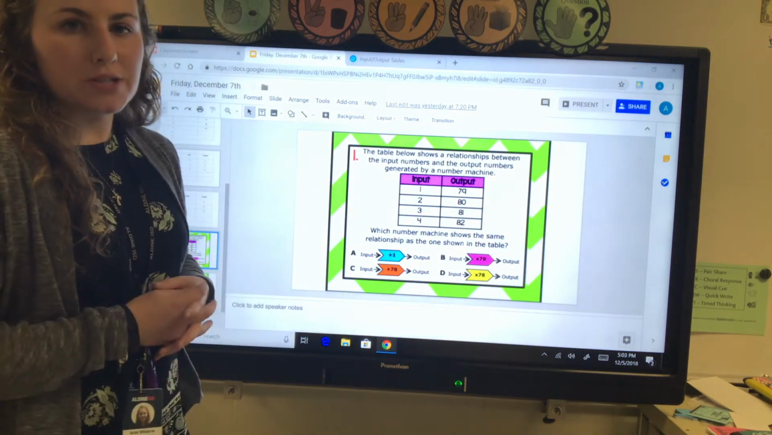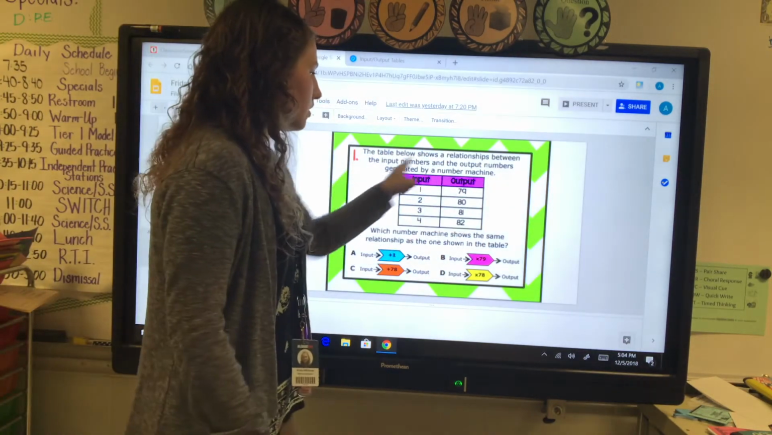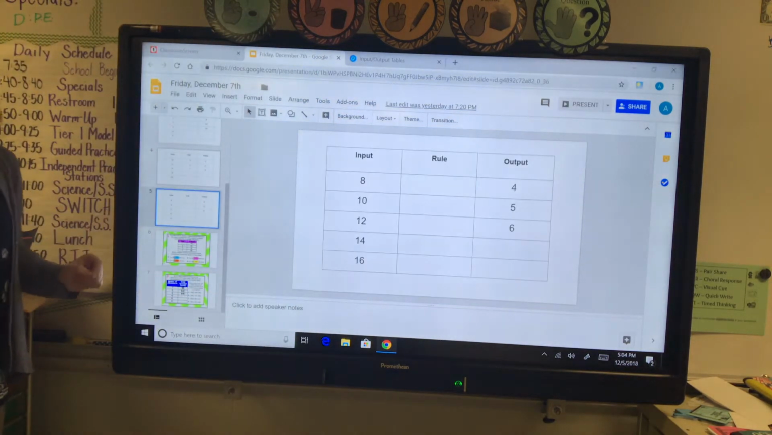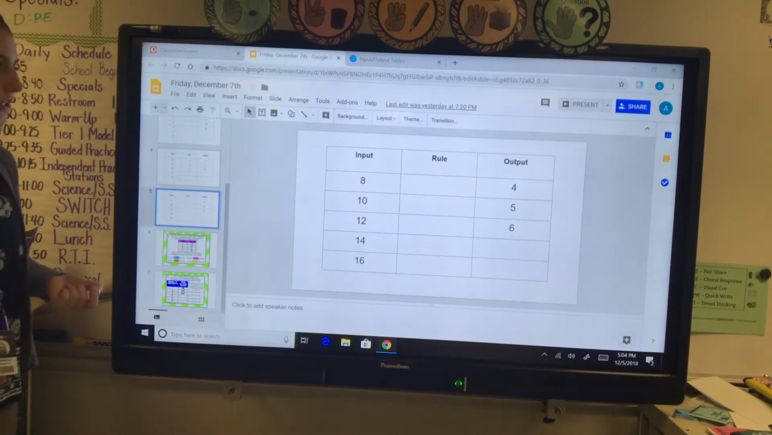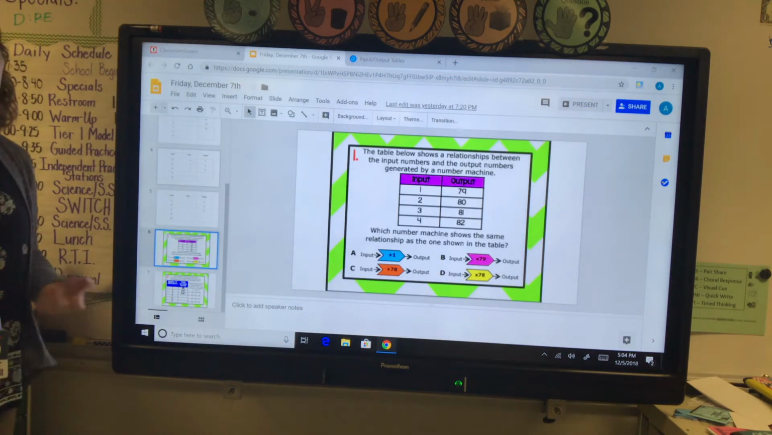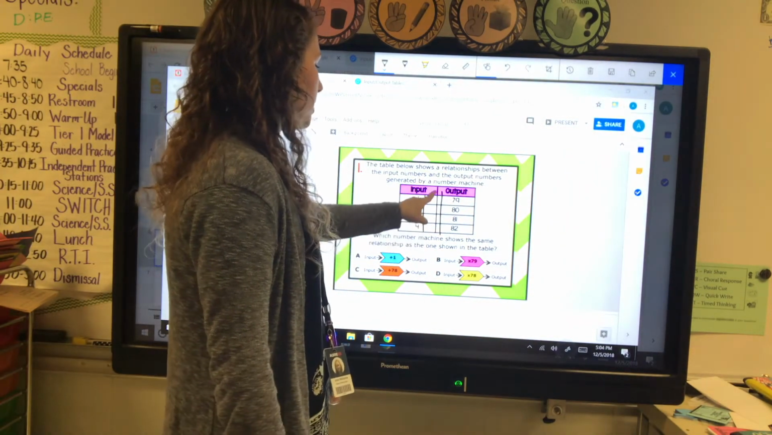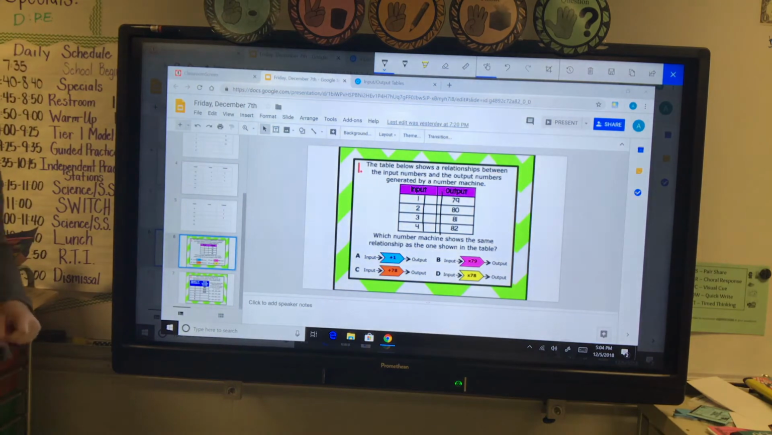Like with any word problem, the first thing I'm going to do is just read the problem. The table below shows a relationship between the input numbers and the output numbers generated by a number machine. And I'm thinking to myself, well, this input-output table looks a little bit different from this input-output table. The only difference between these 2 tables is this table gives me a space for my rule. This table does not. Imagine in this table, your rule is going to go somewhere in between those 2 numbers. Which number machine shows the same relationship as the one shown in the table?